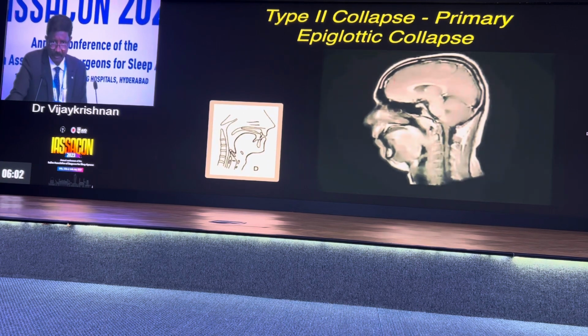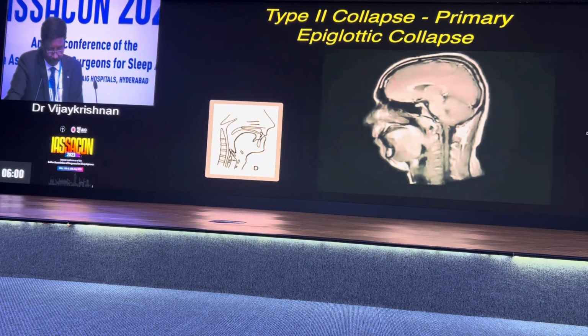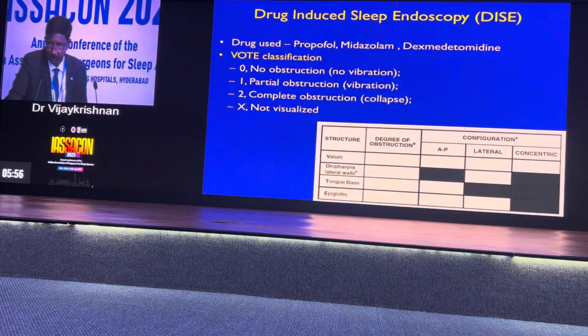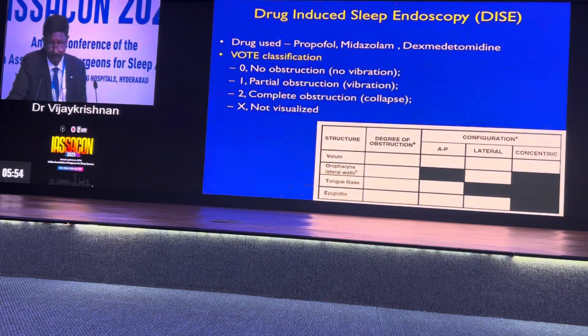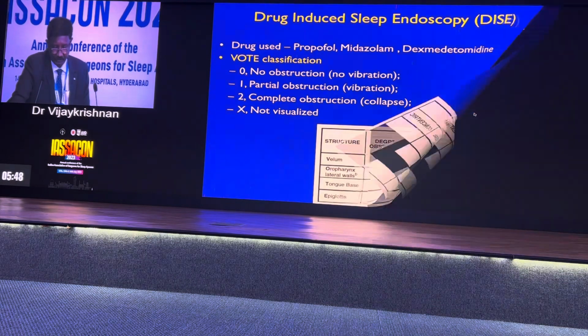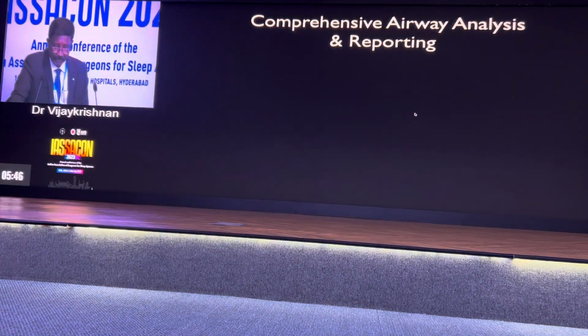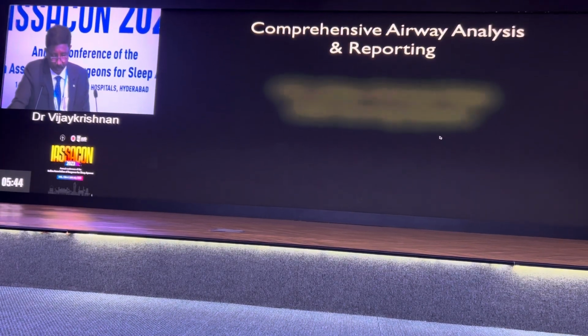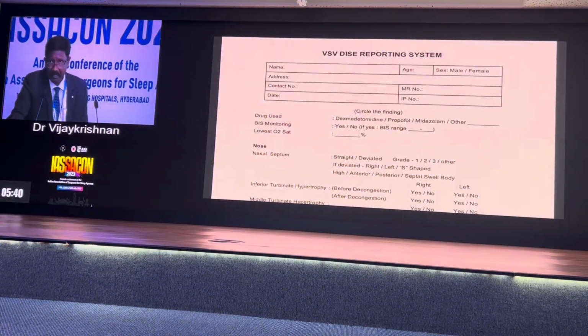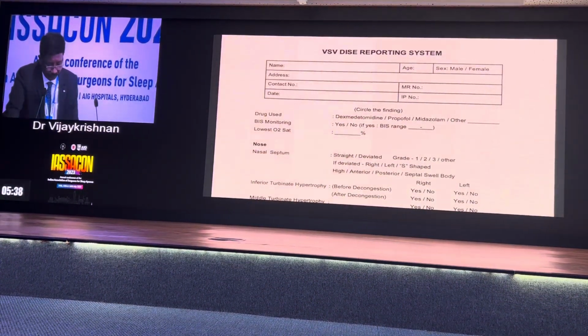There is about 10% difference between dynamic MRI and DISE, where we may additionally diagnose in both the conditions, which may be missed in the other procedure. So we broadly use both classifications, we all know this and have discussed. So the comprehensive airway analysis and reporting, which we have brought up with Vikas and Srinivas Kishore, is the VSV DISE scoring system, and Vikas briefly said.